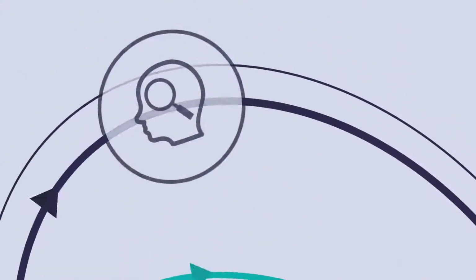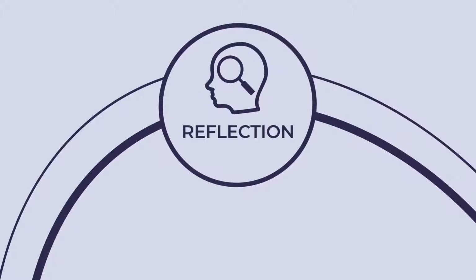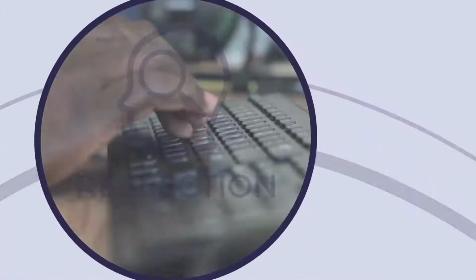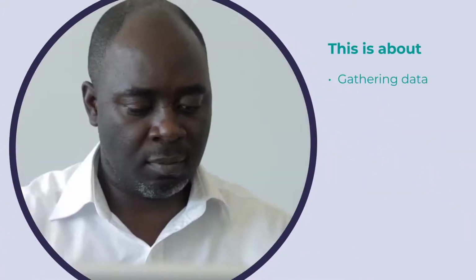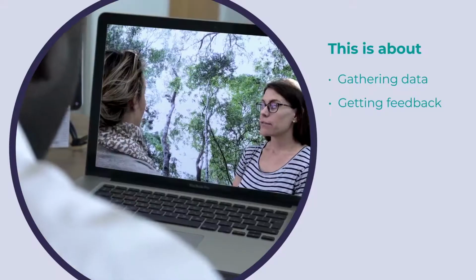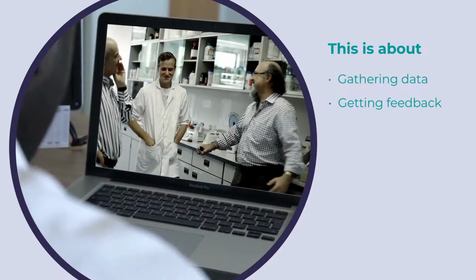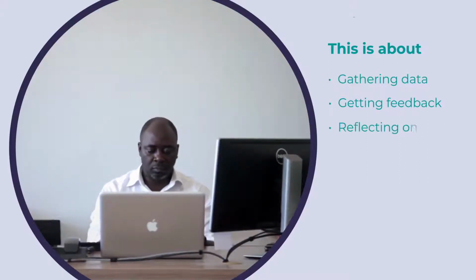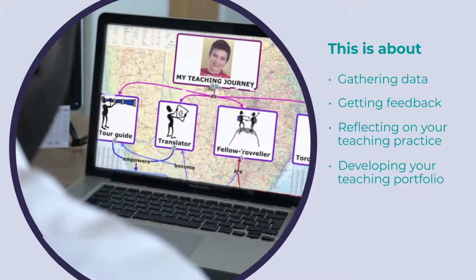The next phase of the Delta process refers to reflection. And this is where you consider whether you have achieved what you had set out to achieve with your module. This can be done by gathering data and getting feedback from peers, students, professional bodies, employers, and the community. This data will assist you in reflecting on your teaching practice, which you can use to develop your teaching portfolio.